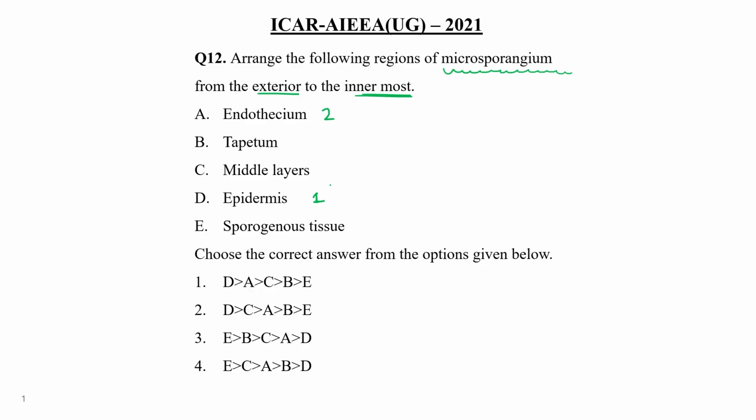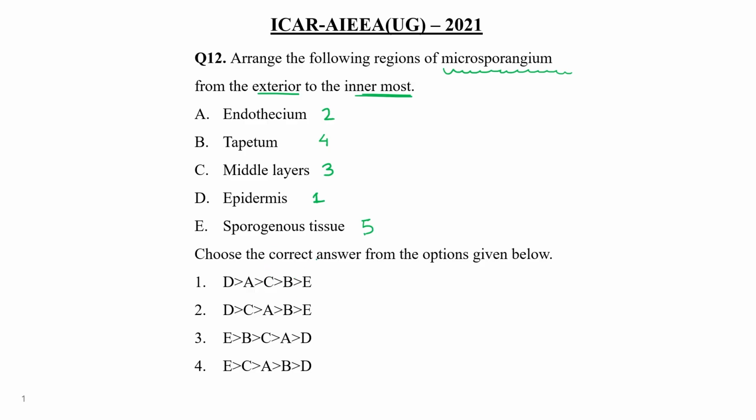And then two or three lines of a type of cells, a little bit thick cells, that is known as the middle layer, and a comparatively thick layer, that is the tapetum, and then sporogenous tissue, which provides nutrition, right? So this is the right arrangement from exterior to innermost side.